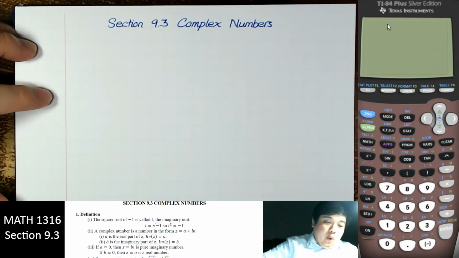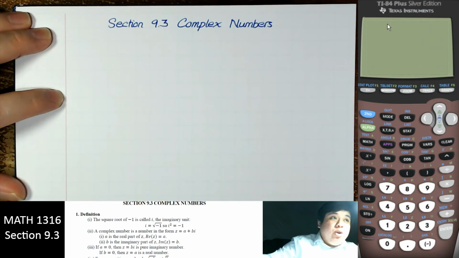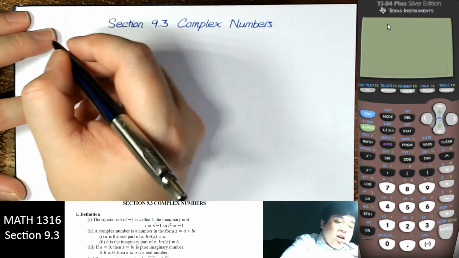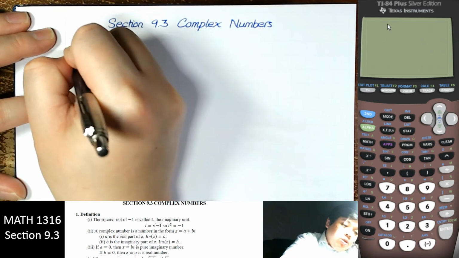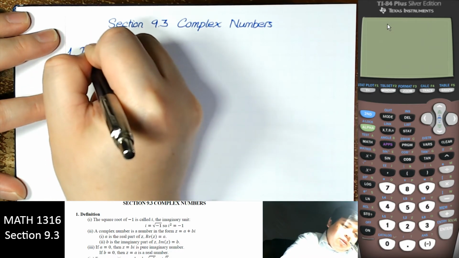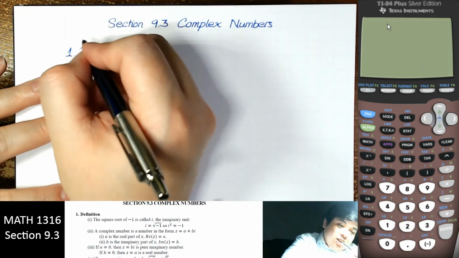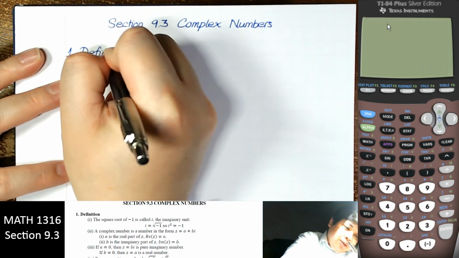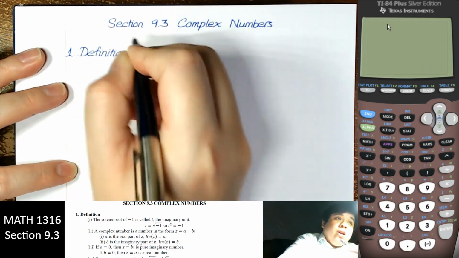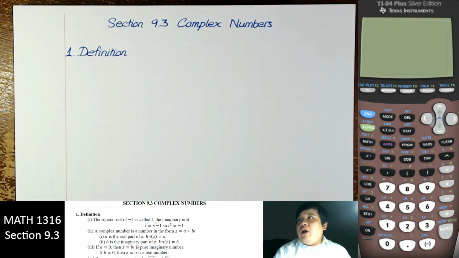Later on, we will use trigonometry related to complex numbers, but here we just do complex numbers algebraically, so there's no trigonometry involved in this yet. Definition. So there will be quite a few things here.